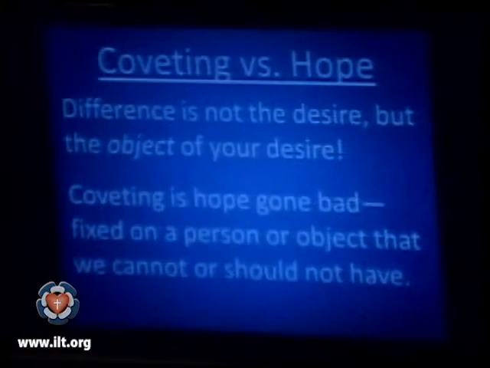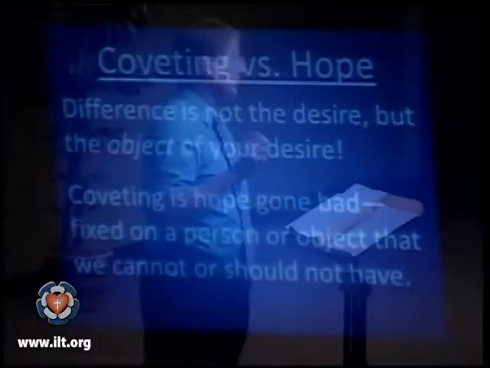It's hope that's been turned onto and fixed onto someone or something that we cannot or should not have. Something that is out of bounds, off limits to us, and yet we fix our desires on it anyway. And the fact that we fix our hope on something that we can't or shouldn't have is what makes coveting so destructive. Because if you pursue it, it will generally lead to one of two really bad results.